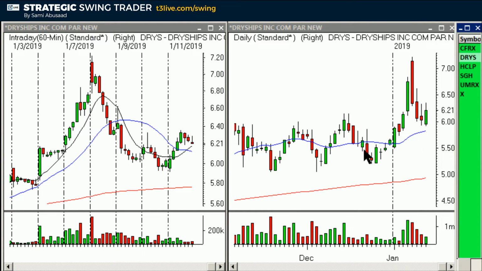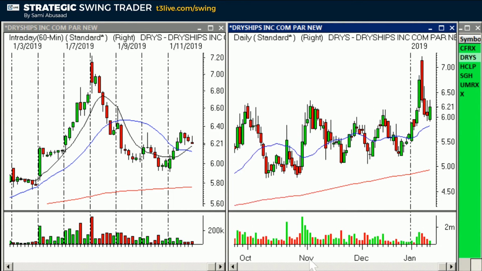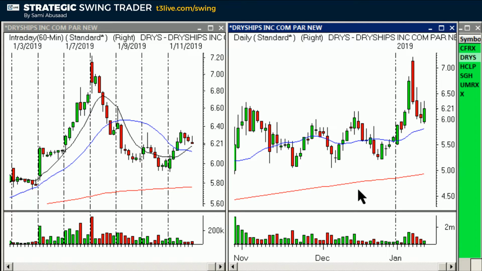The dries is a daily buy setup. The dries never seems to really work, so just keep that in mind. The entry would be over today's high. Stop right here. Big stop for a $6 stock, right?